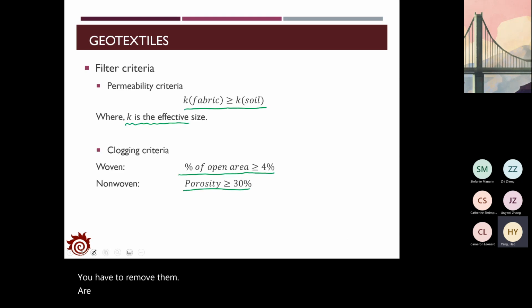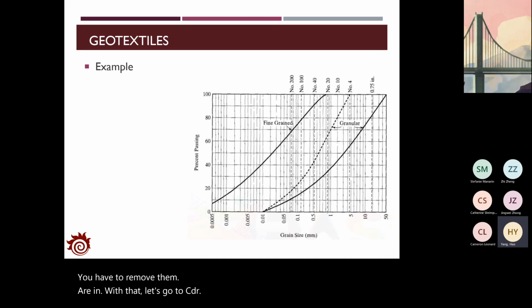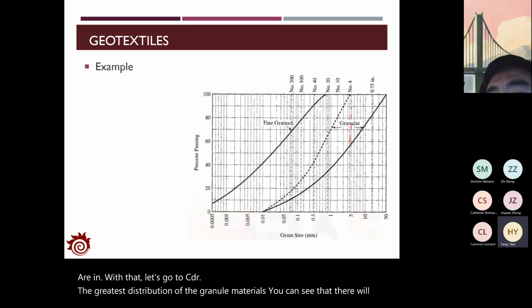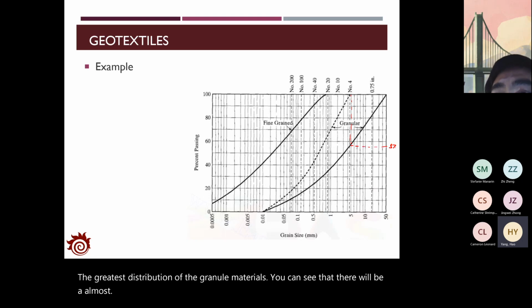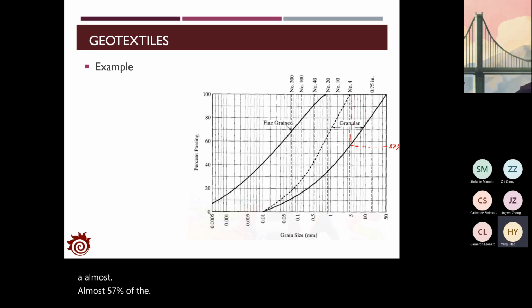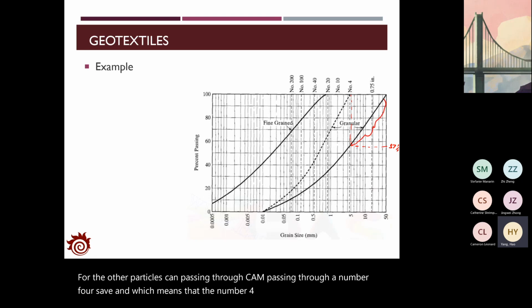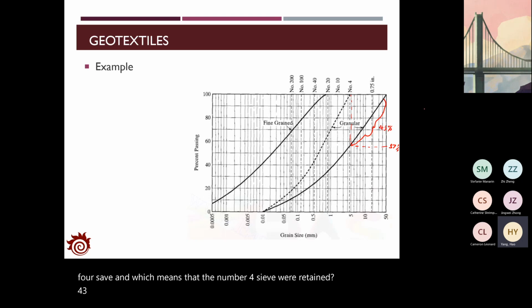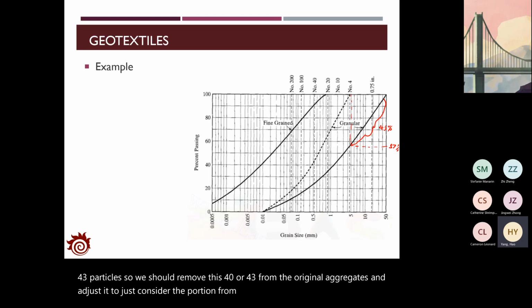And with that, let's go to see the grain size distribution of the granular materials. You can see that almost 57% of the particles can pass through number 4 sieve, which means that the number 4 sieve will retain 43% of the particles. So we should remove this 43% from the original aggregates and adjust it to just consider the portion from number 4 sieve to the finest particles.